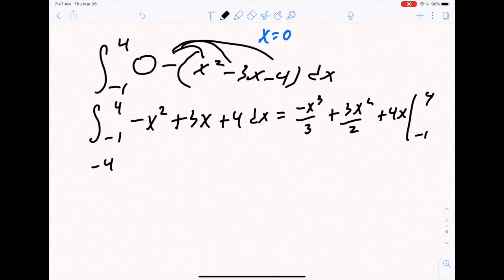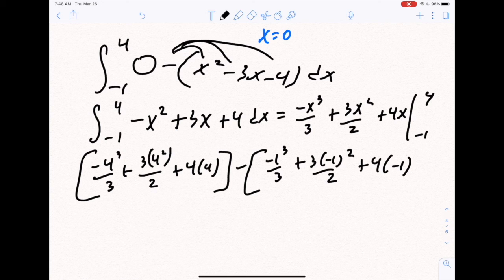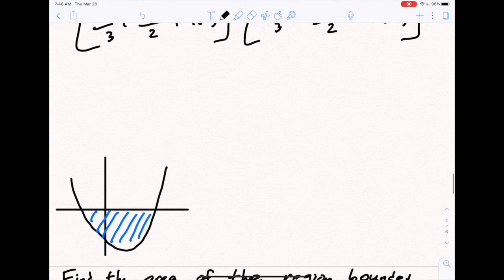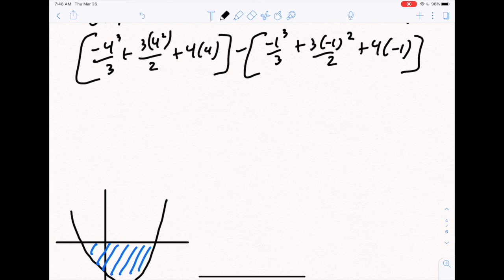And so we get minus 4 cubed over 3 plus 3 times 4 squared over 2 plus 4 times 4, that whole quantity, minus negative 1 cubed over 3 plus 3 times minus 1 squared over 2 plus 4 times minus 1. And if we simplify this down, and here I drew a picture of the actual graph so you can see an idea of it. But before we get there, let's continue solving this.